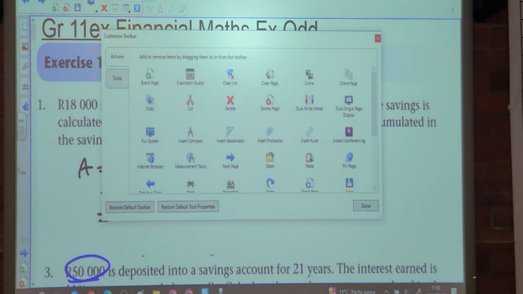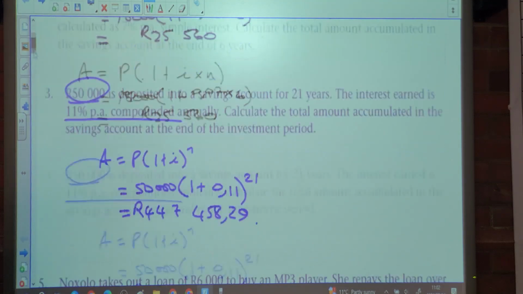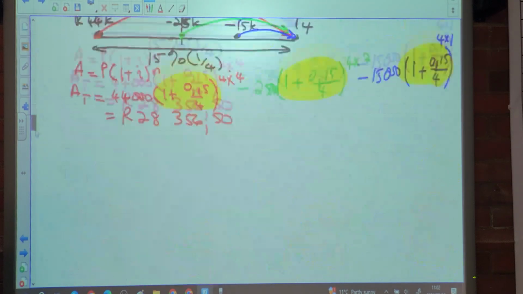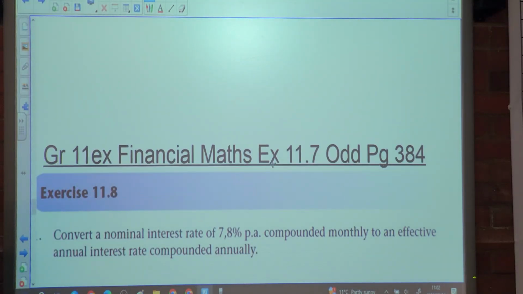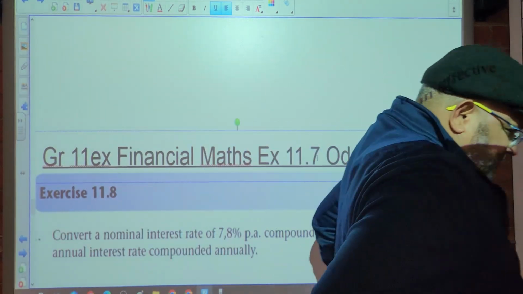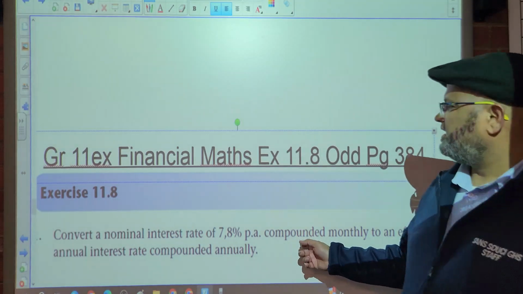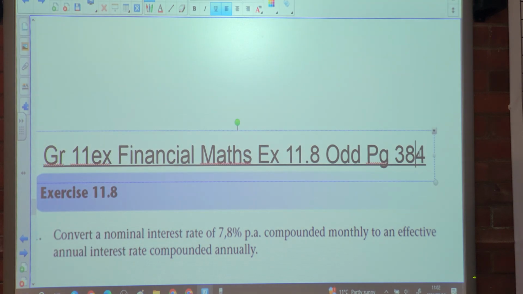Okay, good morning class. So today we're looking at exercise 11.8. Did we do up until 11.6, 7, 8? Yep. 11.8. Odd numbers, and that's on page 380.